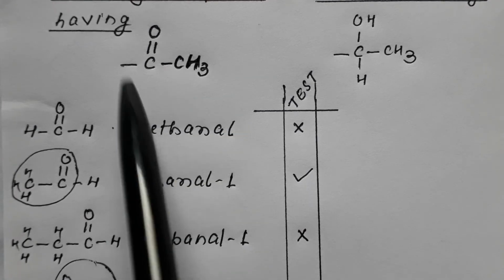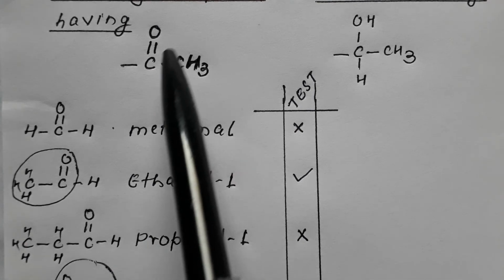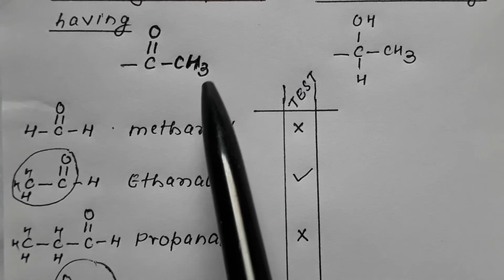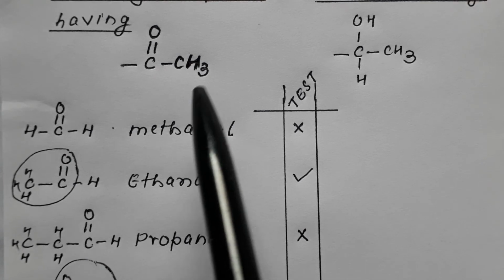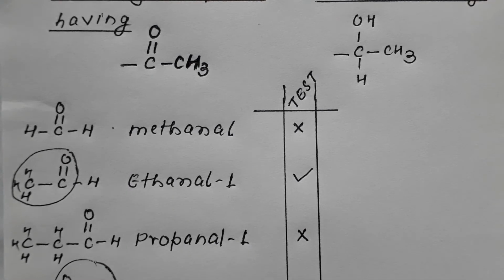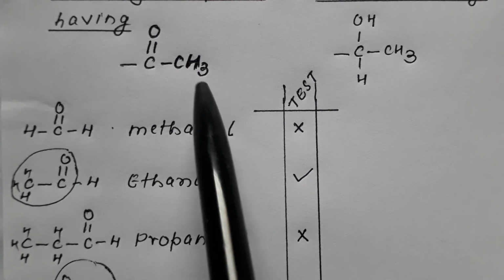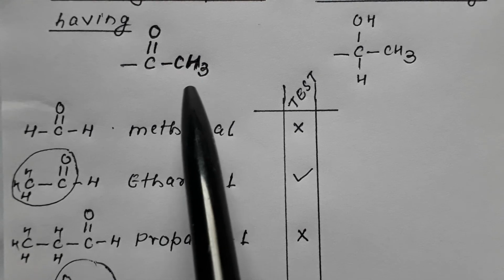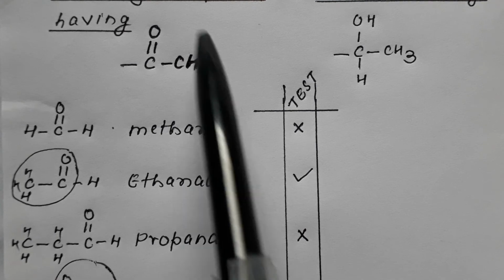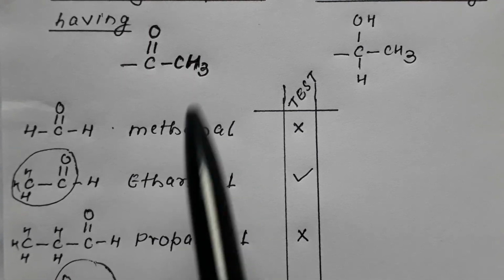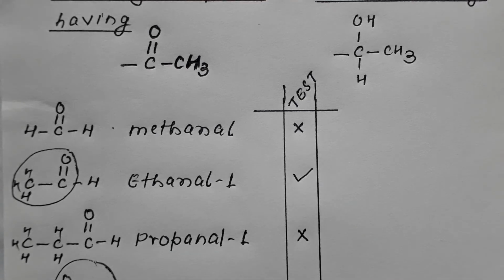Now why is this group required? Just recall the reaction we discussed. What happens? The 3 terminal hydrogens of this CH3 react with iodine to form CI3. In the reaction I discussed just now, the 3 terminal hydrogens of CH3 get converted into CI3 by reaction with sodium hydroxide. Therefore this is a must. So in methanol this group is absent, therefore it does not give the test.